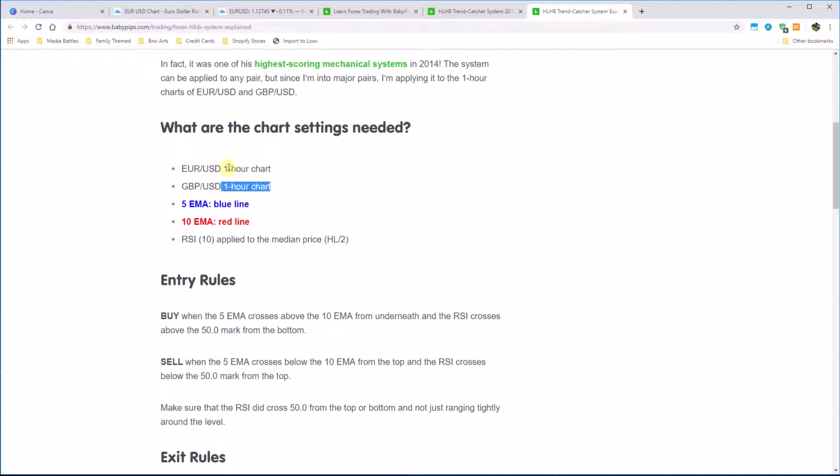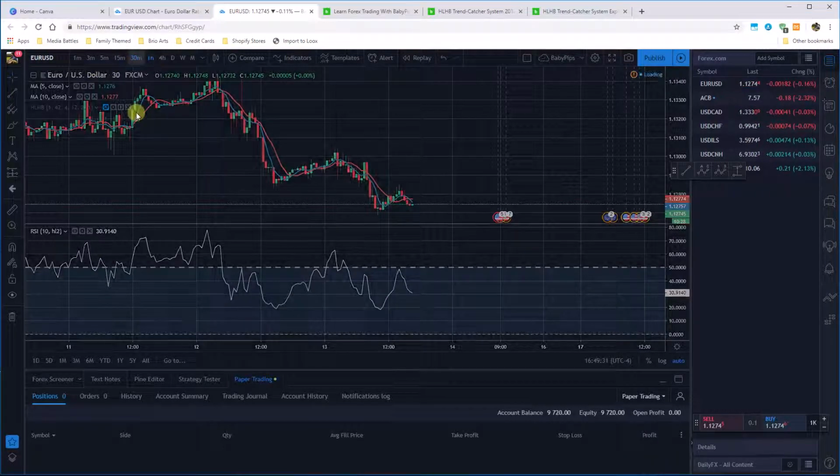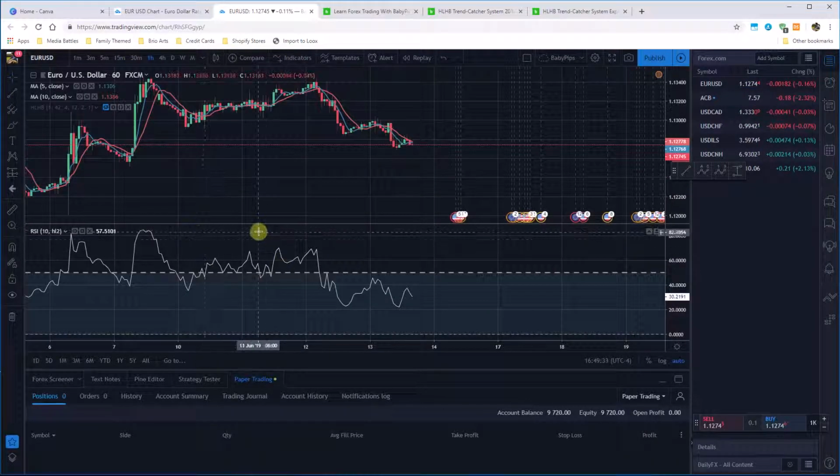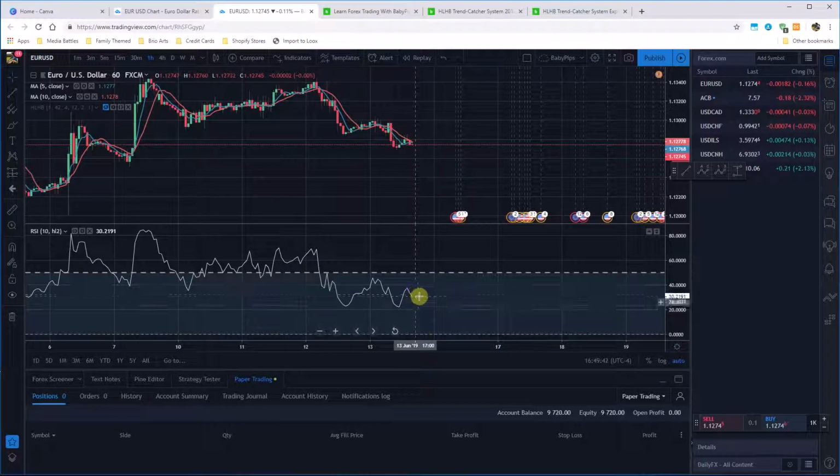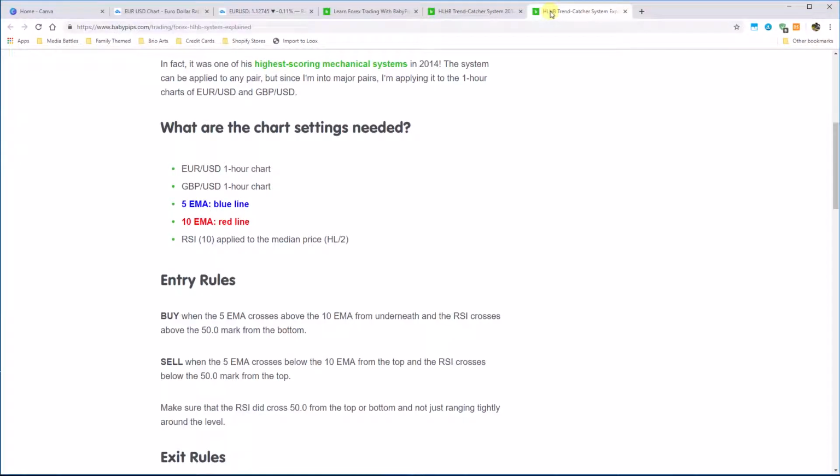So what you do is you go on the 1 hour chart here, for Euro versus Dollar. You start out with the 1 hour chart. So we're going to go to the 1 hour chart, and now you can see, look at this. The red is about to cross over, but look, the RSI is nowhere near there yet. So not that great, guys. We don't want to trade that.